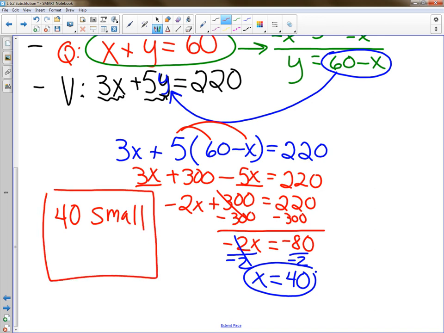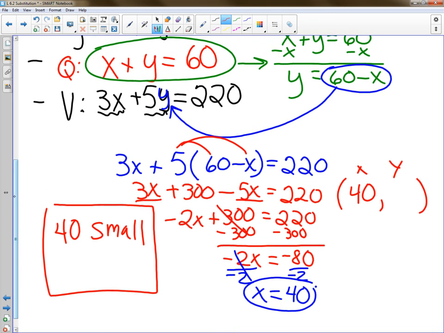Now that's just the x coordinate. If I wanted to know the y coordinate, it's as easy as looking back at the first equation, x plus y equals 60. If x is 40 and I need a total of 60, the y must be equal to 20. 40 plus 20 is 60. So even though the problem doesn't ask for how many large snack packs are sold, you know 20 large snack packs are sold.